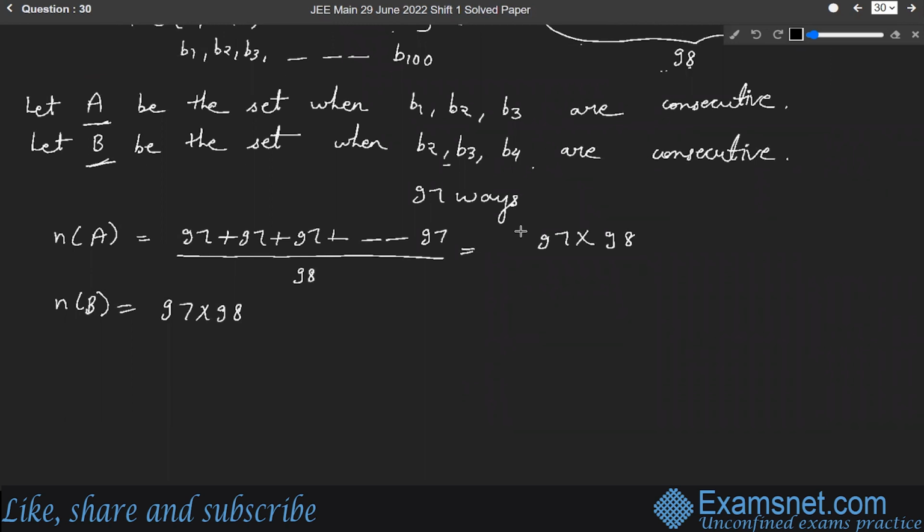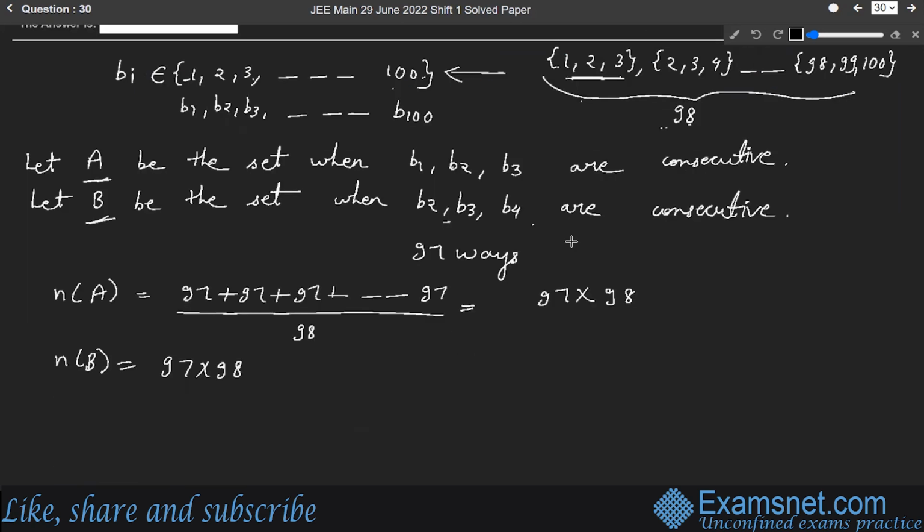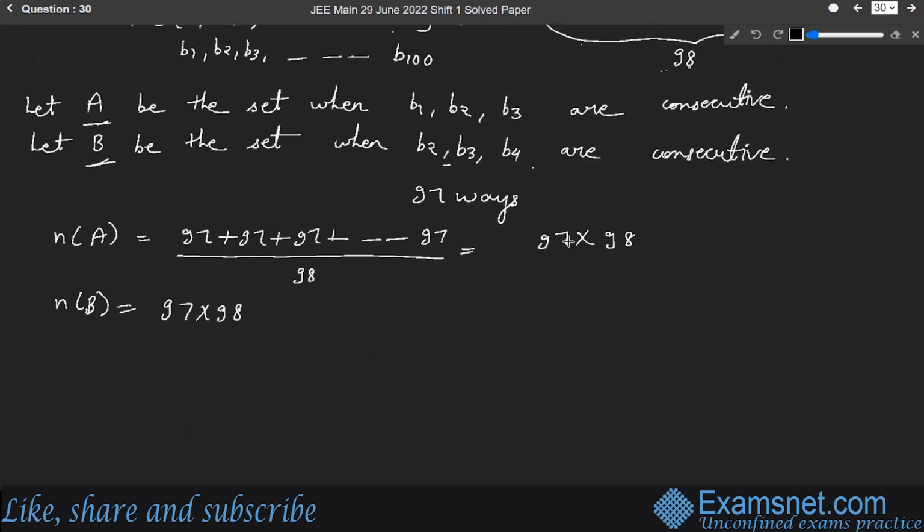Now let us look at the question. We have to find the number of permutations for B1, B2, B3 and B4. Okay. But you can see that A is the set which contains B1, B2, B3 and B is the set which contains B2, B3 and B4. So firstly, we need to take the intersection of both these sets. Okay. So n of A intersection B will be 97, right? Because in both the sets, we can have 97 possible ways.